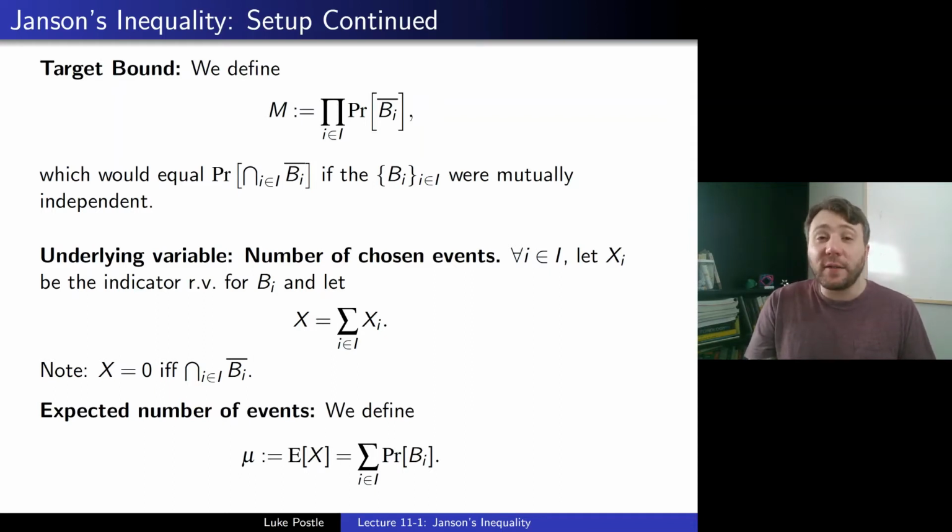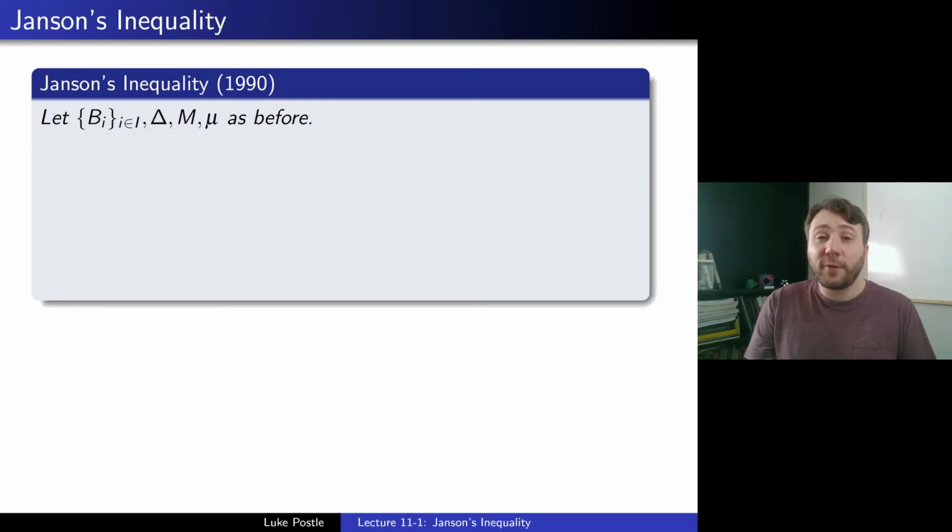And then the expected number of events we can define as mu to be the expectation of X, which would be, of course, the sum of the probabilities of the B_i. So that's the expected number of subsets to capture. And that'll be important for the actual statement of the inequality. So once again, we have this target bound, we have an expected number of events, and we have this dependency measure delta. So now we can state Janson's inequality from 1990.